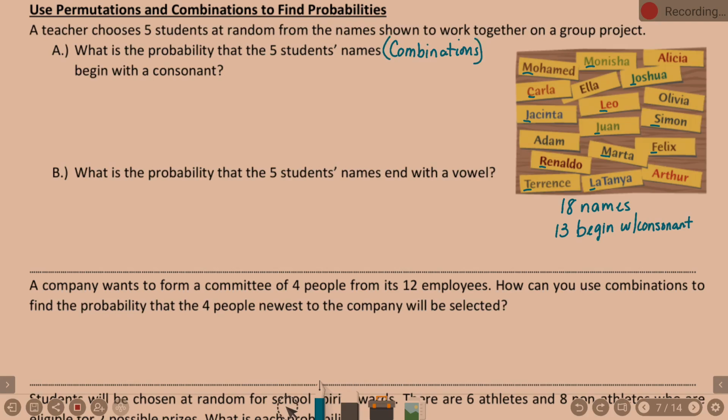Now, okay guys, probability. Total number of favorable outcomes on top, all possible outcomes on bottom. We're looking at the probability that 5 names are chosen. So 18C5 is your denominator, because you're choosing from all 18 names. How many combinations are there when you pick 5 at a time? Now, what's going to go in the numerator?